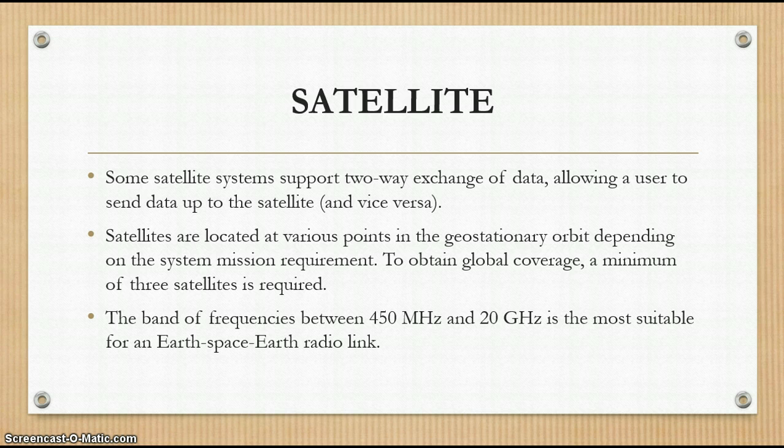The band of frequencies between 150 MHz and 20 GHz is the most suitable for an Earth space radio link. It is not practical to establish a link to an Earth terminal located in a climatic region of heavy rainfall at frequencies higher than 20 GHz if consistent availability is expected.